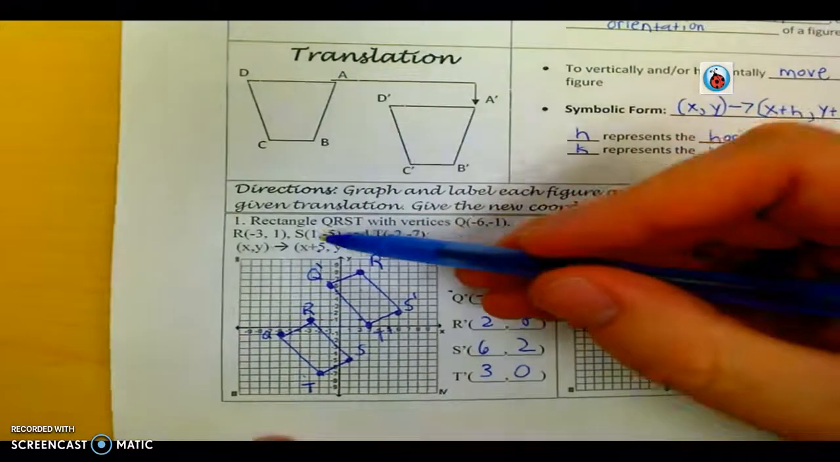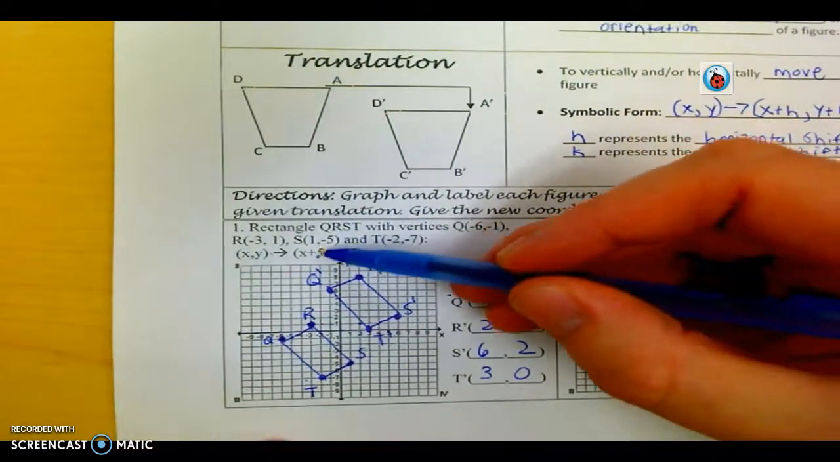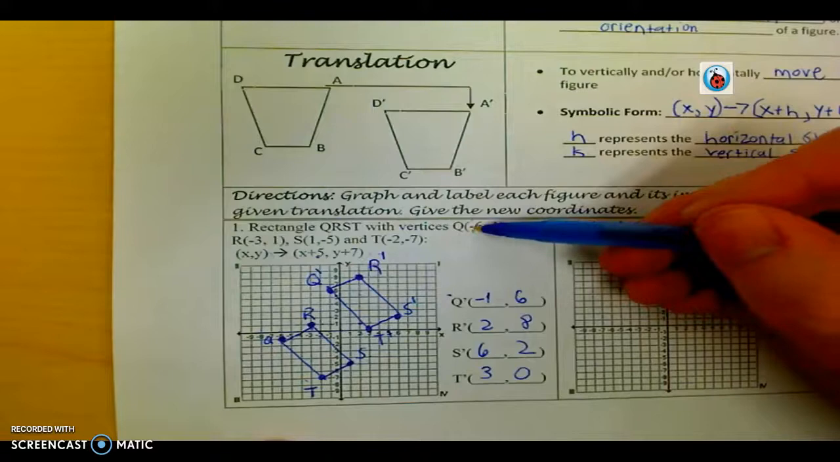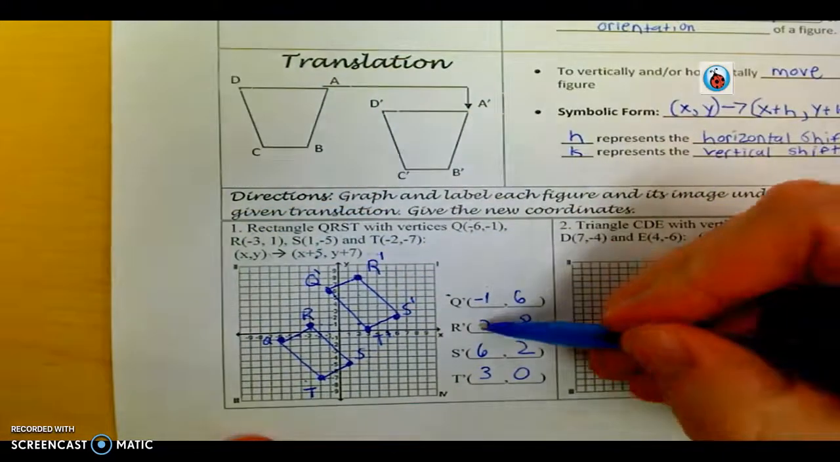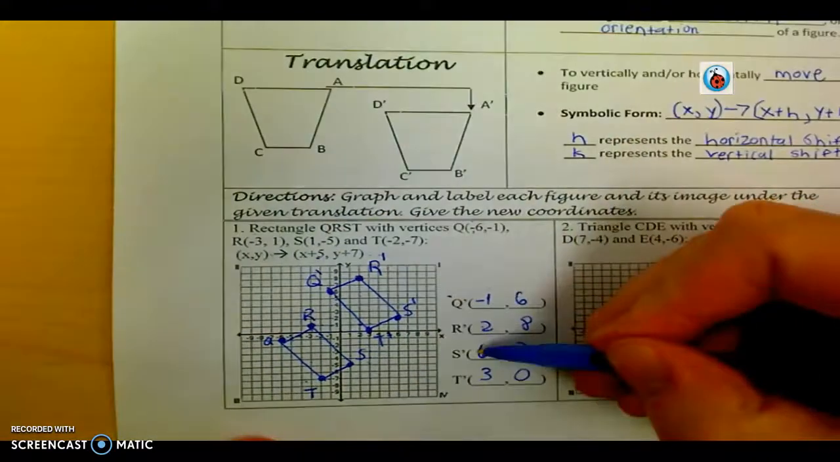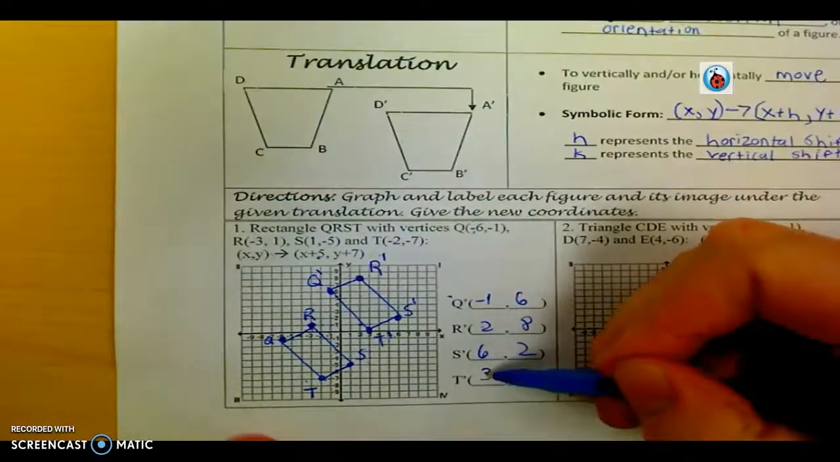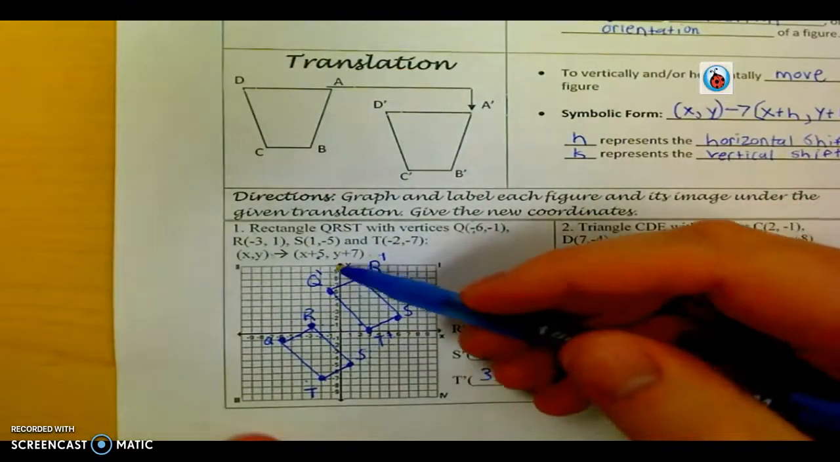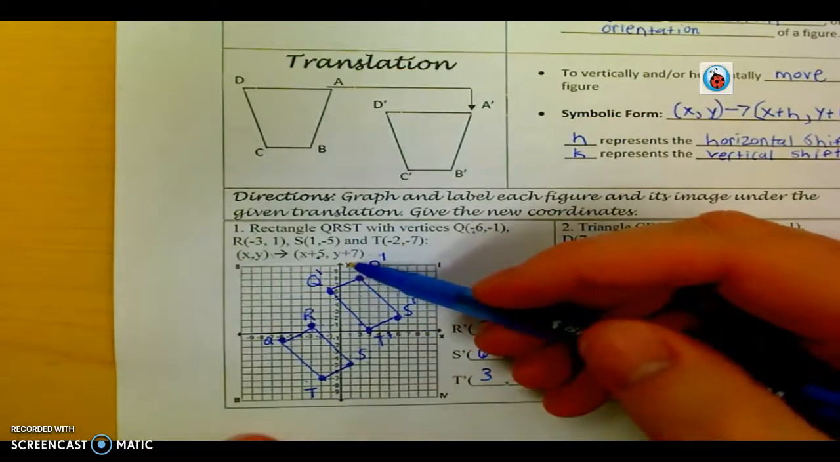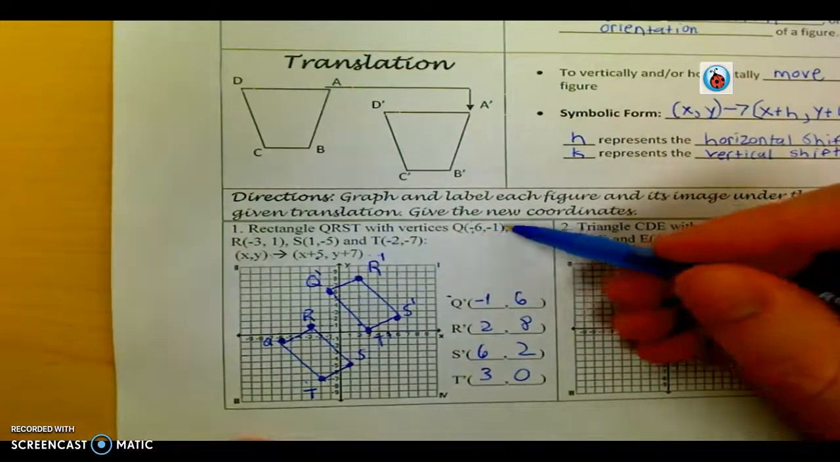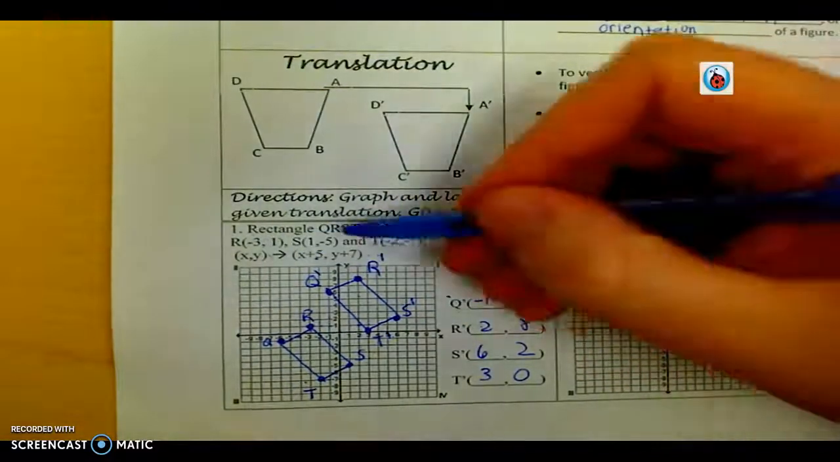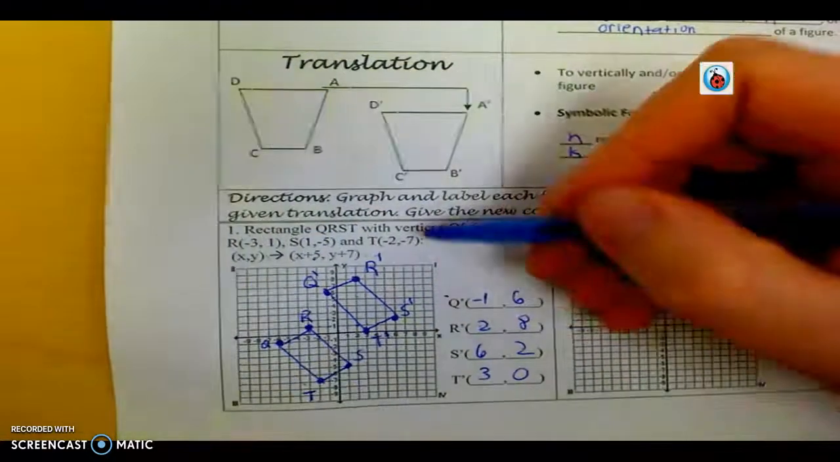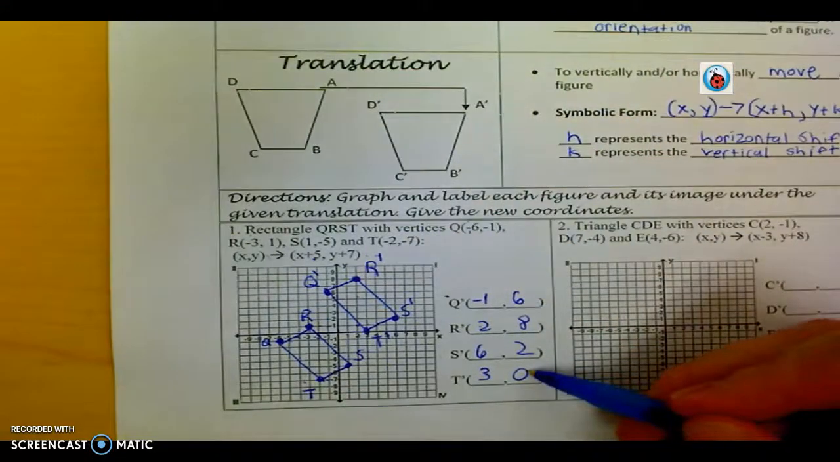Hopefully you notice that this rule was just adding 5 to my x-coordinate. -6 plus 5, -1. -3 plus 5, 2. 1 plus 5, 6. -2 plus 5, 3. And our y rule is y plus 7, so you just add 7 to the y-coordinate. -1 plus 7, 6. 1 plus 7, 8. -5 plus 7, 2. -7 plus 7, 0.